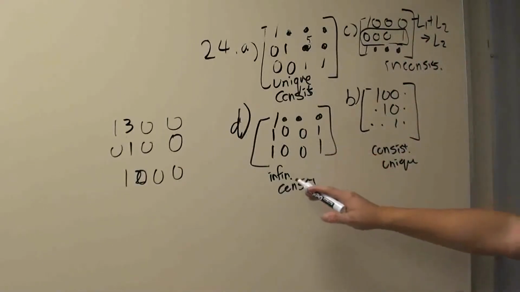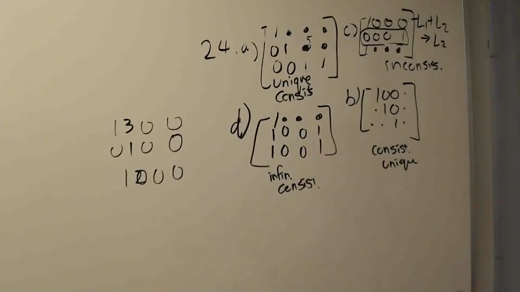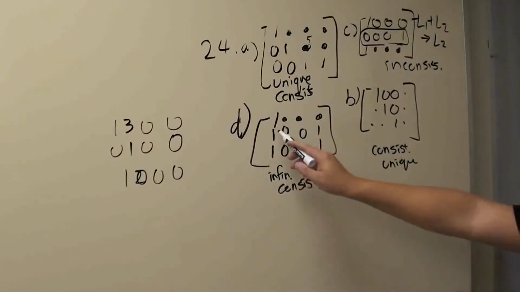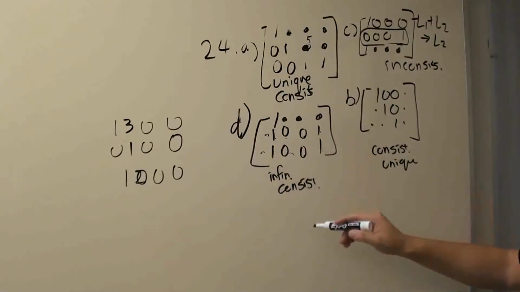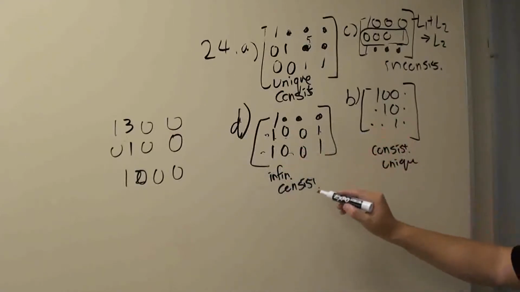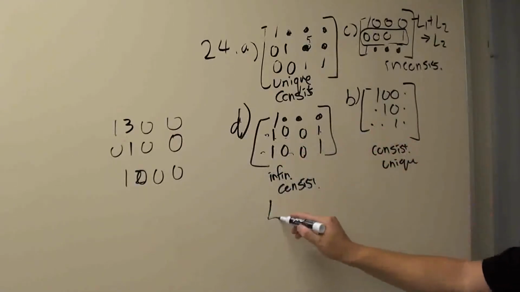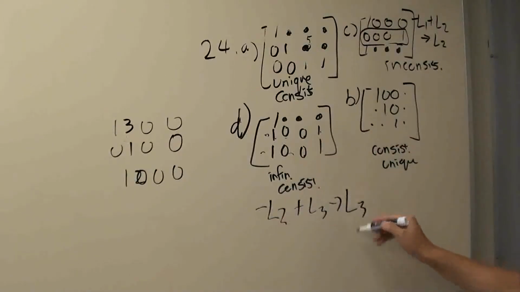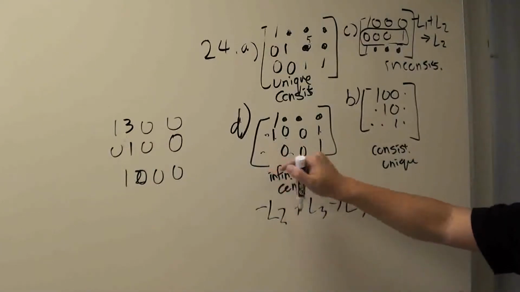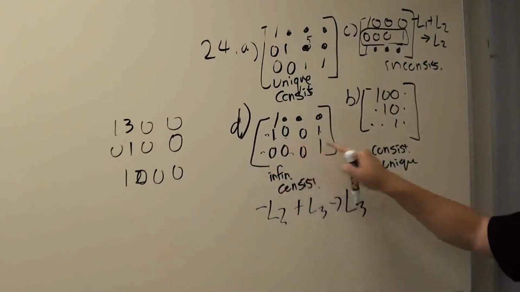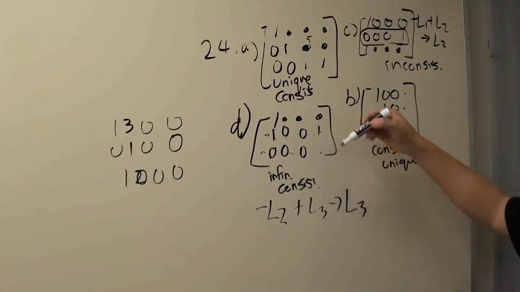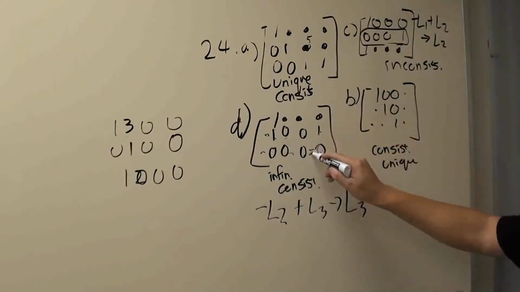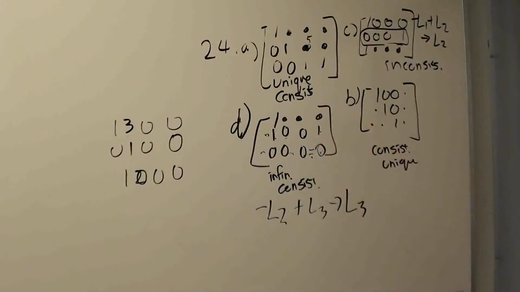Let's look at letter D. So this one, I said, is consistent, but it's infinite. How do we know? Well, quite obviously, these two, even without looking: 1, 0, 0, 1, 1, 0, 0, 0, 1. They cancel out, right? So let's say I can write at the bottom, L2 minus plus L3 equals new L3, right? Then this is going to be 0, 0, 0, and that's going to be 0. 0 equals 0. Therefore, it's an infinite solution.